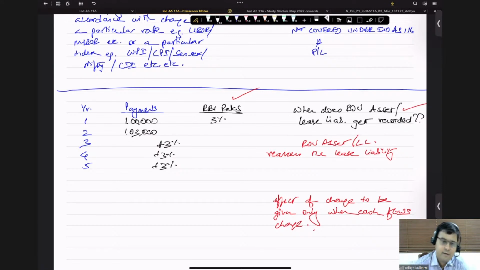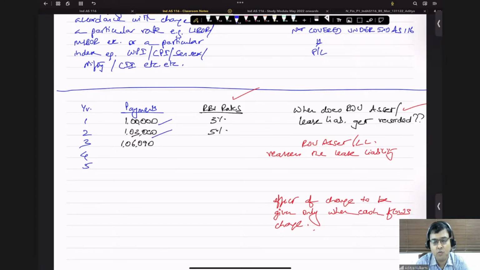Now what happens is, second year is done. Okay, the cash flows will not change. So 3% is applied, you will get how much? 1,03,000 into 1.03. So here it will be 106,090. RBI rate actually is going to be 5% here. You know this, but you will not reassess your liability because cash flows will change every 2 years.